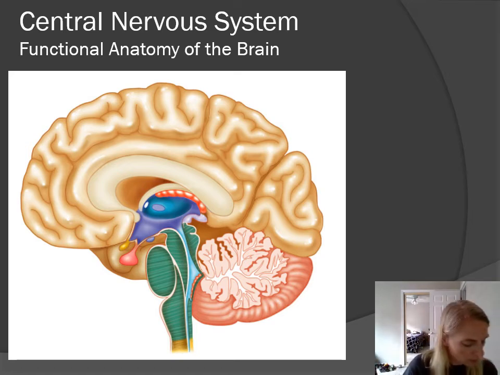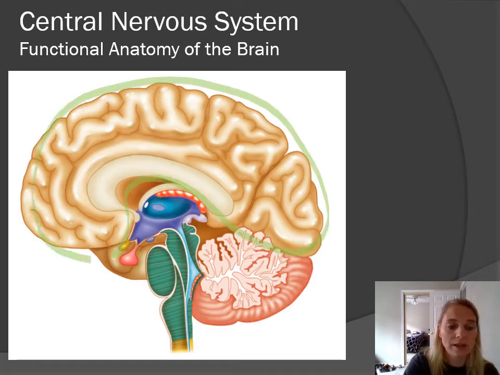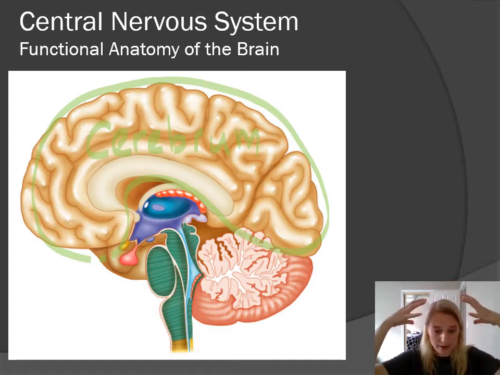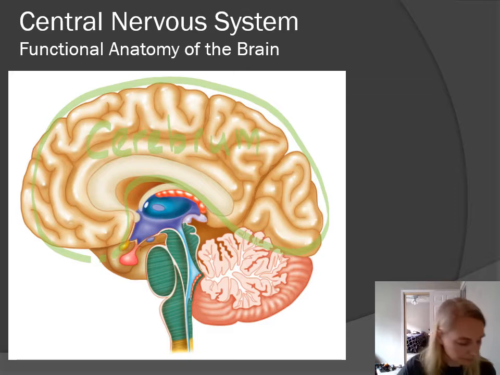So when we take a look at the brain, it has four major regions that I'm just going to highlight here first. So the first one, highlighted in green, is the cerebrum. Sorry, I was thinking cerebrum, but said cerebellum. So that's the cerebrum. It's the biggest part of the brain. Okay, so that's your cerebrum.